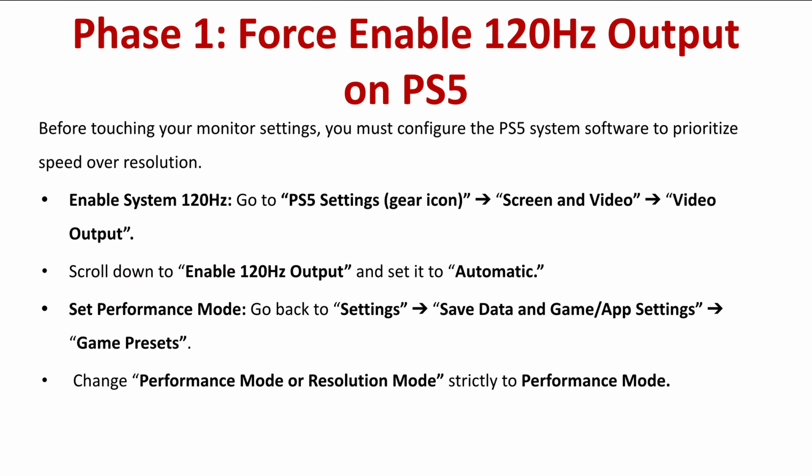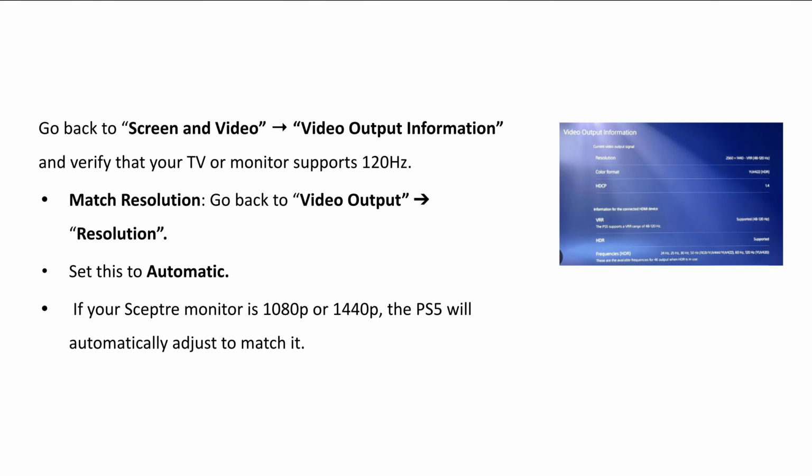Enable system 120Hz. Go to PS5 Settings, then Screen and Video, then Video Output. Scroll down to Enable 120Hz Output and set it to Automatic. Set Automatic Performance Mode. Go back to Settings, then Saved Data and Game/App Settings. Game Presets: change Performance Mode or Resolution Mode to Performance Mode. Go back to Screen and Video, Video Output Information, and verify that your TV or monitor supports 120Hz.